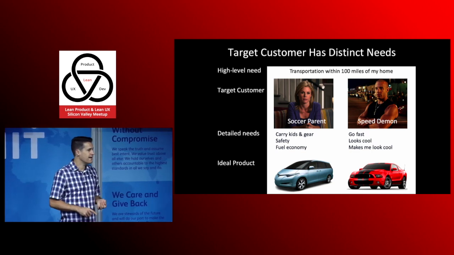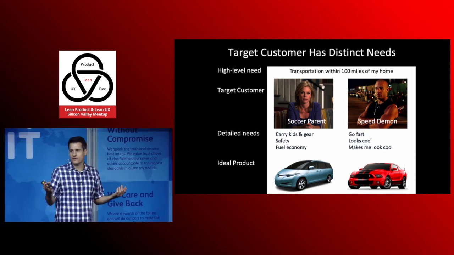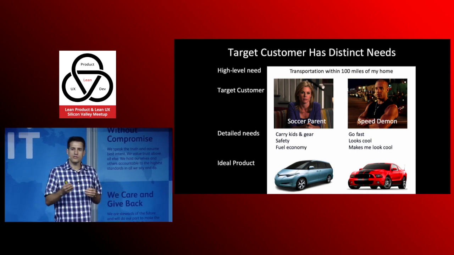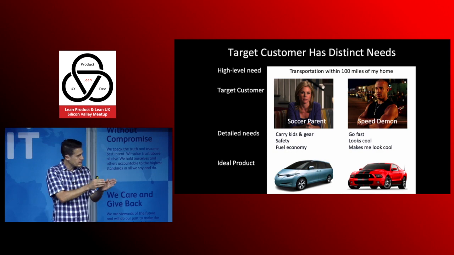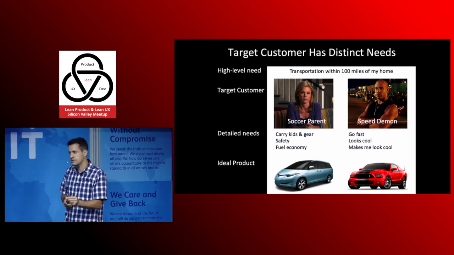You got trucks, minivans, right? Coopers, you got all kinds of cars out there. The car market, they've done a really good job of segmenting the market and making sure the product is optimized for product market fit for their distinct segments.